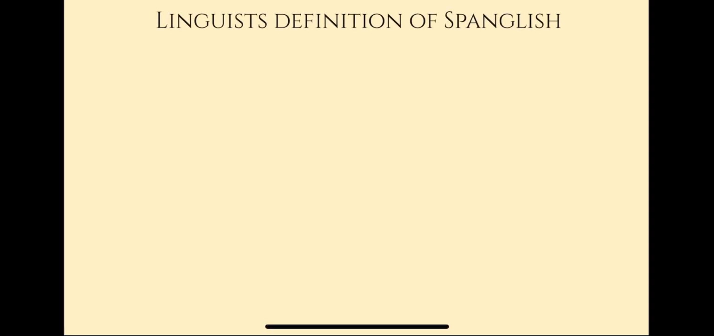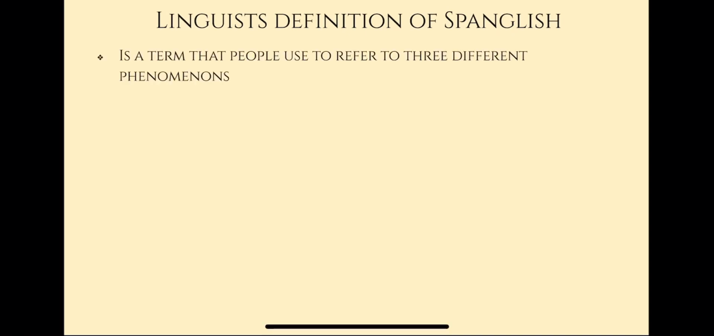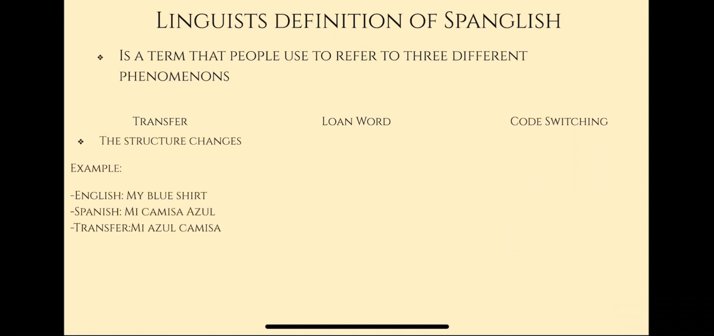Because the linguist's definition of Spanglish is a term that people use to refer to three different phenomena, which consist of transfer, loan words, and code switching. Transfer is when the structure of the language changes. To elaborate, it is when the grammatical structure of language A is transferred into language B.